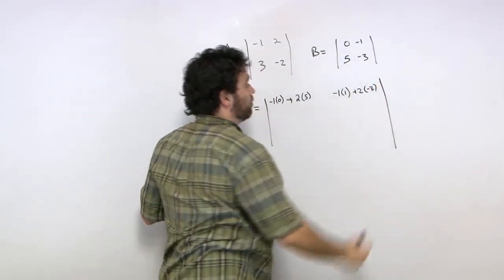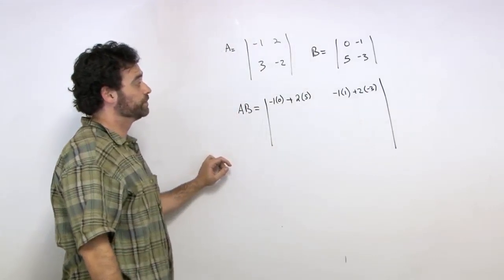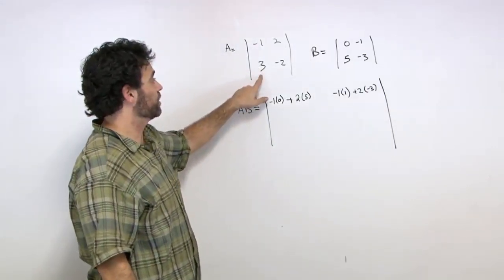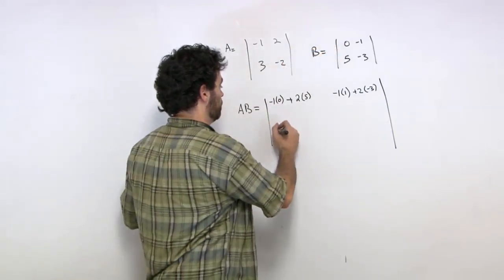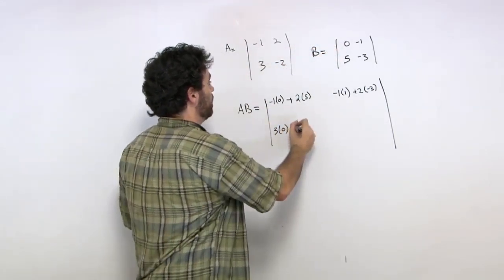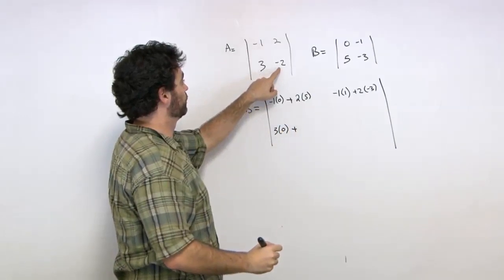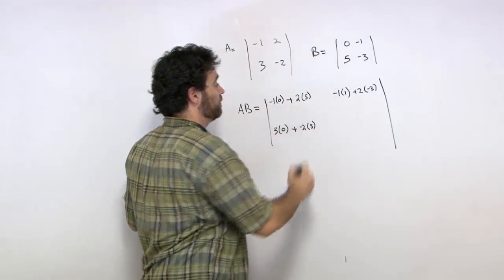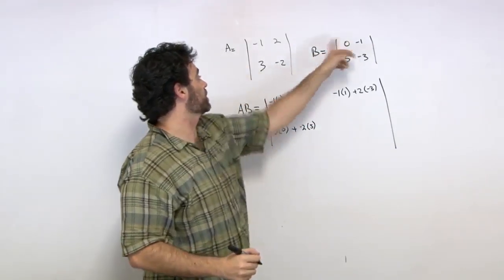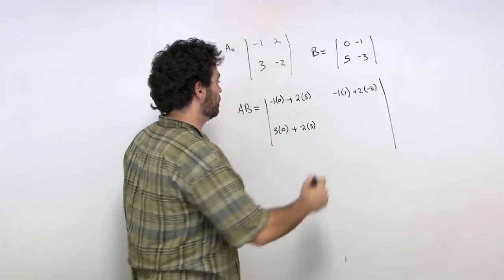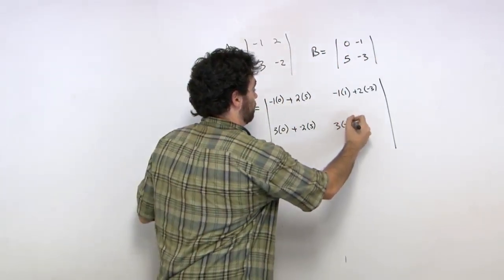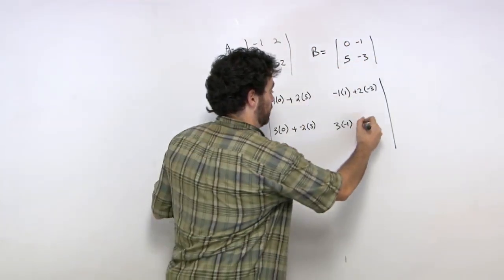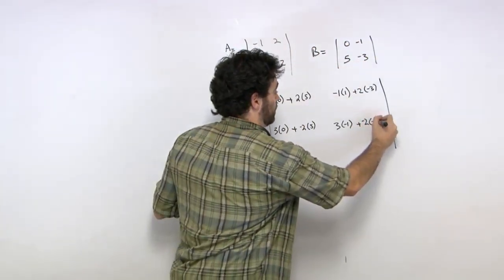Okay? Now, multiplication obviously is a little more work involved. So we're going to say the next is 3 times 0, plus -2 times 5. And now we go to the next one. We're going to say that 3 times -1, and then -2 times -3.